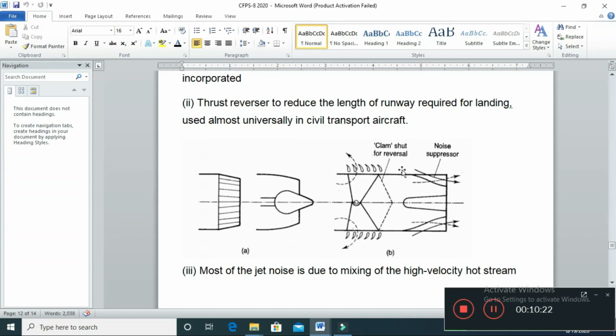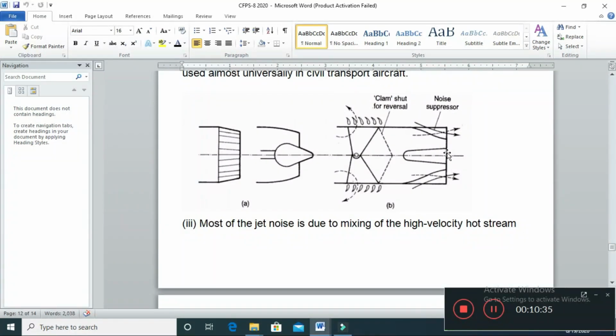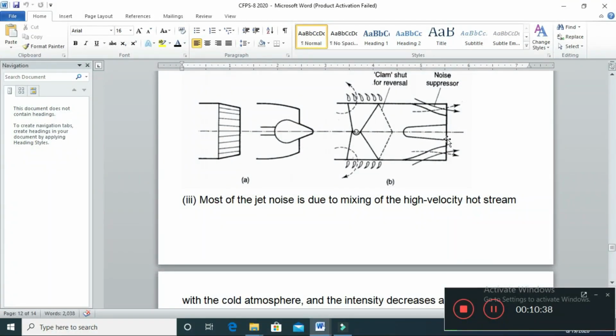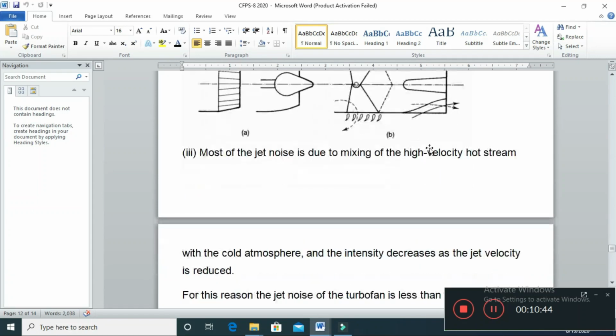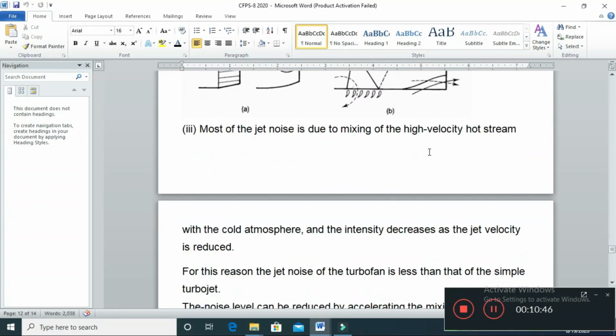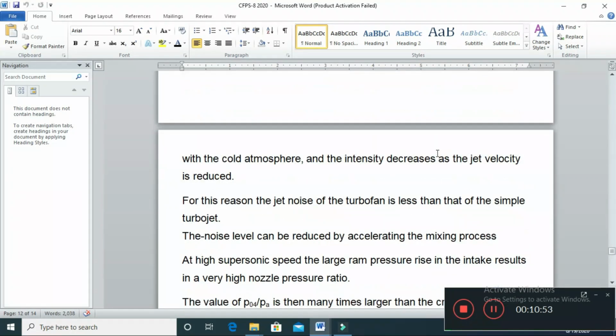The purpose of the thrust reverser is to change the direction of the thrust so that the speed of the airplane can be reduced. Similarly, sometimes a noise suppressor is required. It can be more conveniently placed when the nozzle is of converging type rather than converging diverging. The noise is created due to the high velocity stream when it exits the nozzle and mixes with the surrounding atmosphere.